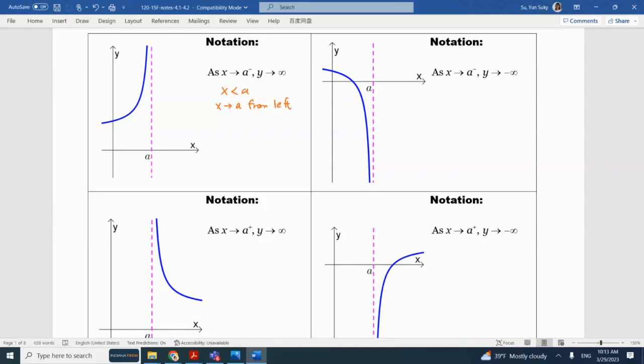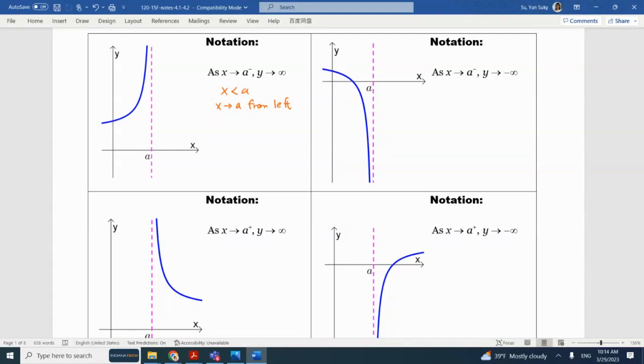And then, do you see y goes to infinity? Top is infinity, the bottom is minus infinity. So the notation is x goes to A from the left, y goes to infinity. And this one, left or right? Left. Top or bottom? Bottom. Left means x goes to A from the negative side, and y goes to minus infinity. The bottom is minus infinity, the top is infinity.